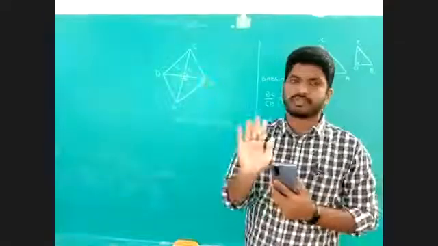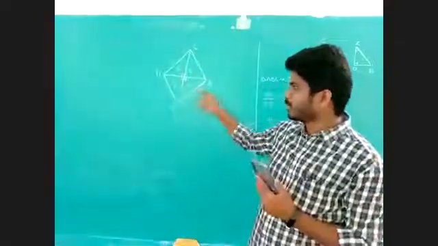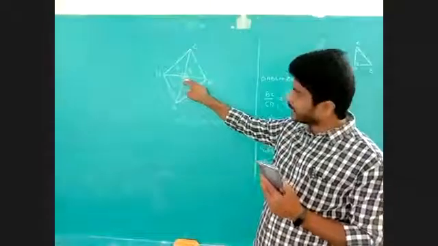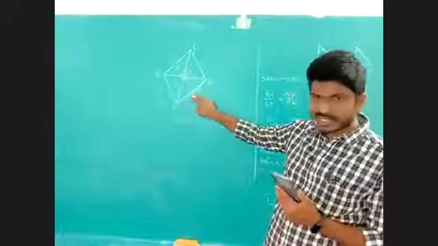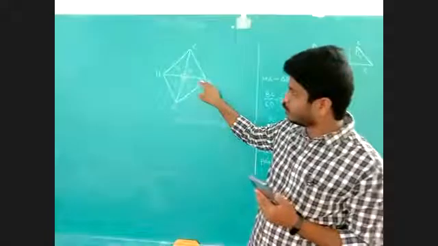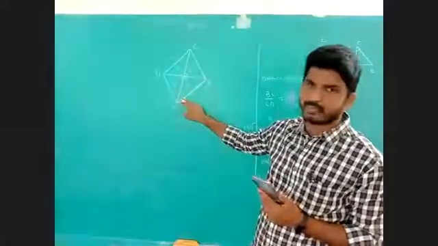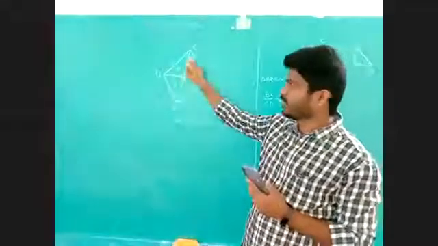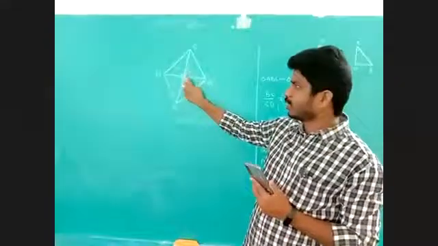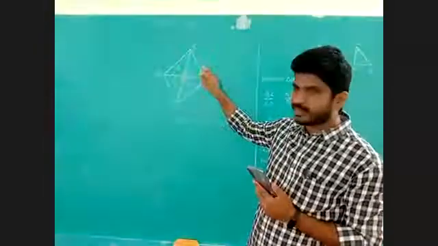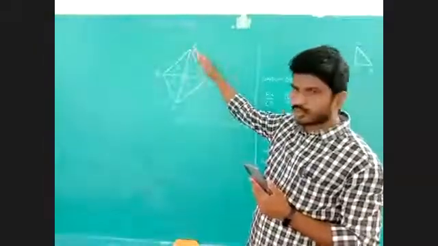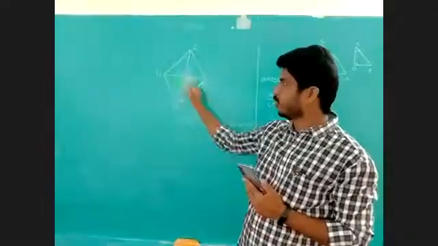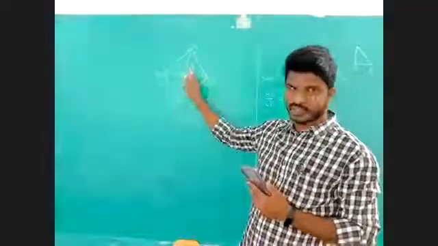In the first triangle, the right angle is at O, and the hypotenuse is AB. AB square equals OB square plus OA square. That is equation number 1. In the second triangle BOC, the right angle is at O, the right angle opposite side is BC. BC square equals OB square plus OC square. That is equation number 2.